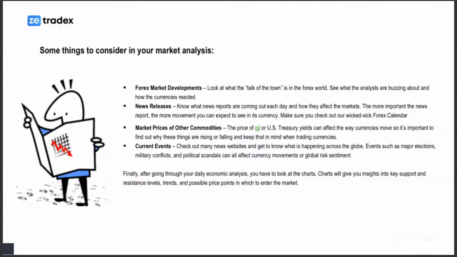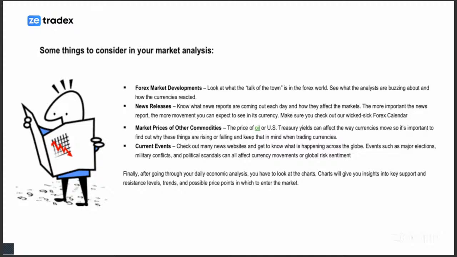Then we talk about current events. You check out many news websites and you get to know what is happening across the globe. Events such as major elections, military conflicts, and political scandals all affect currency movements or global risk sentiment.